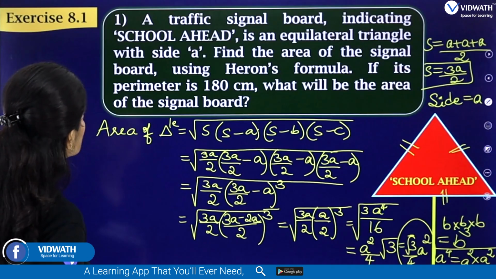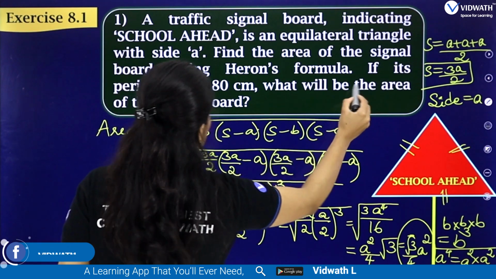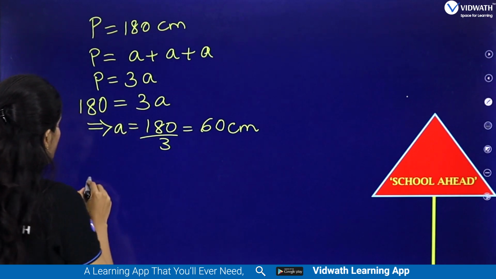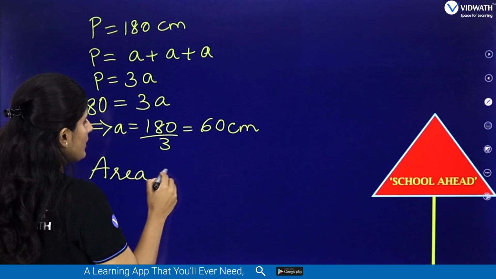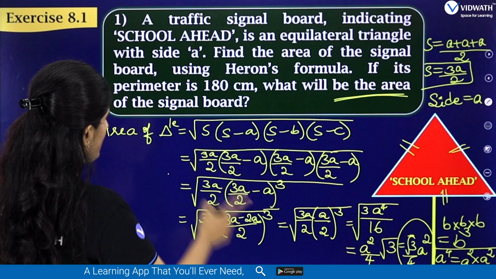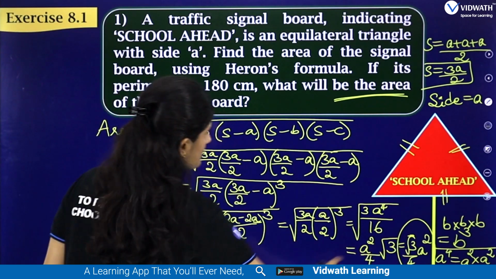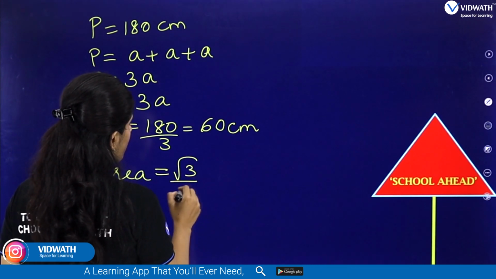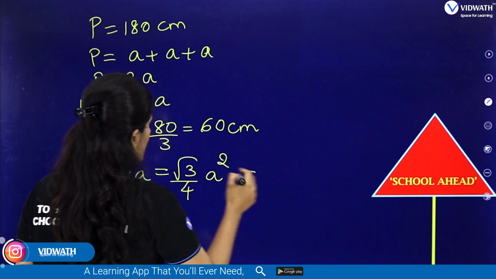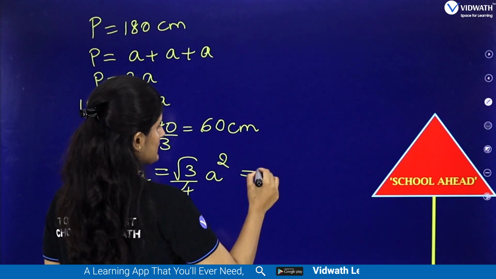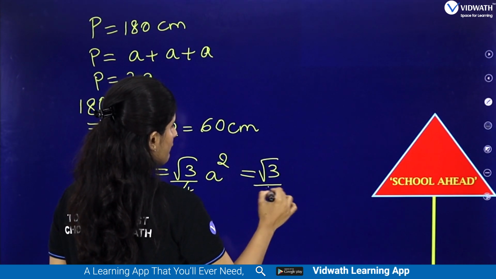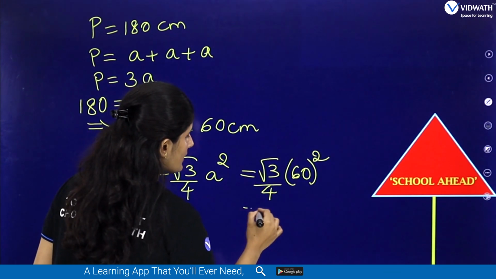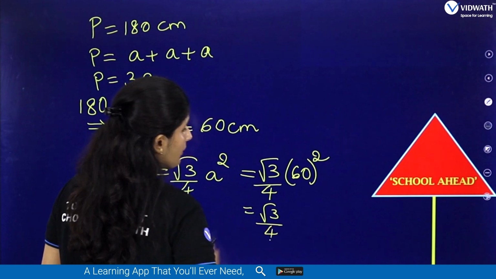Also, they have asked us to find the area in the case where the perimeter is 180 centimeter. Therefore, our area will be equal to, we have seen in the previous case that area of an equilateral triangle is given by root 3 by 4 a square. So, area is root 3 by 4 a square. In place of a, I will substitute 60 centimeters. That is, I have root 3 by 4 into 60 square, which is equal to root 3 by 4.